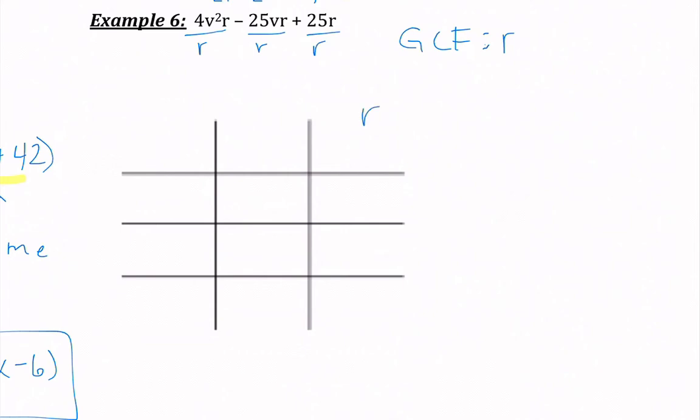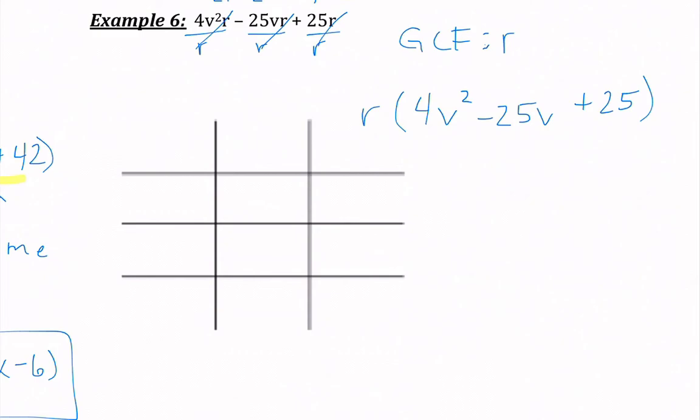So I'm going to lead with my greatest common factor, and in parentheses I'm going to put what I get when I do division. I see this R on top cancels this R on bottom, so my 4V squared will drop down. This R on top cancels this R on bottom, so my negative 25V will drop down. Finally, this R on top cancels this R on bottom, so this positive 25 will drop down.